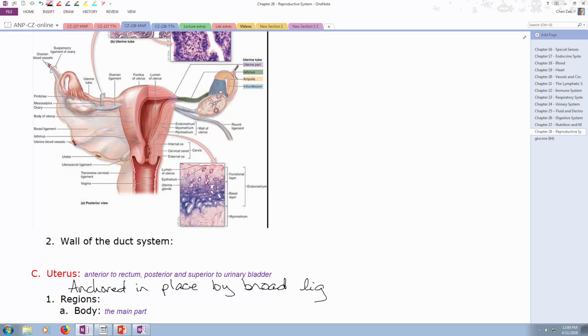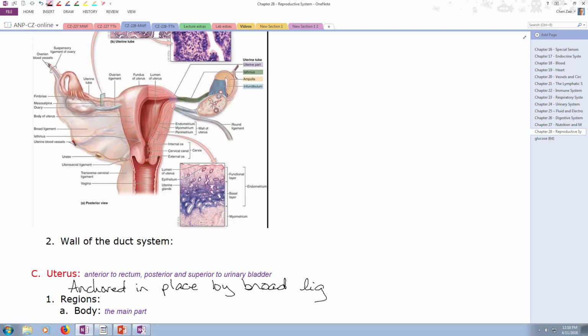Think about this. Entry in through the vagina. Vagina is kind of in contact with the outside world, correct? Look at this cervical canal. The osses are still open. You have to realize that these are openings. That's what an os is, an opening.